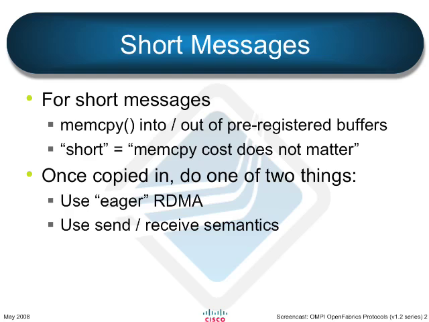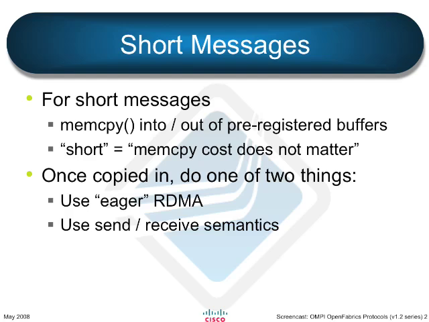For short messages, if you recall from an earlier screencast, registering memory is a fairly expensive operation, so we try to avoid that as much as possible. One of the tricks that we do is we pre-register a whole set of buffers during initial connection setup, so that when you have a short message come in, we can just mem copy into one of those pre-registered buffers and send from there. Now, we define a short message as one where the cost of mem copy doesn't matter. So it's small enough that the mem copy is irrelevant in terms of the overall send and receive time.